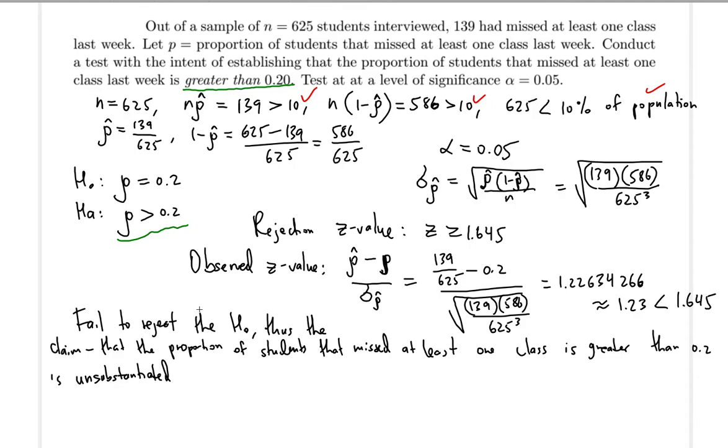Basically, not enough evidence at the 5% significance level. All right. So basically, there's no sufficient evidence to reject the null hypothesis at the 5% significance level. And 5% significance level is precisely the meaning of the alpha level of 0.05. That's what 5% significance level means.